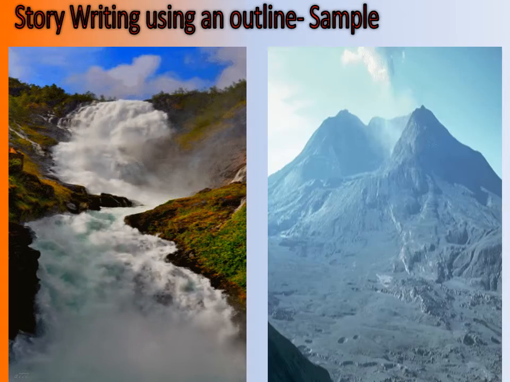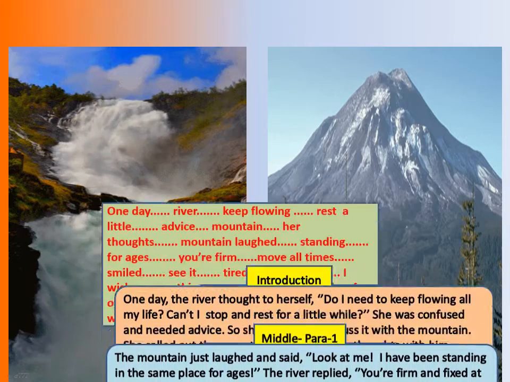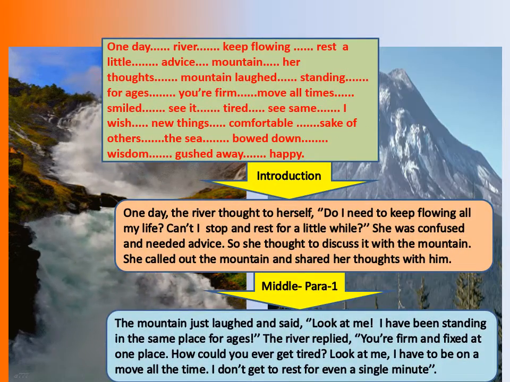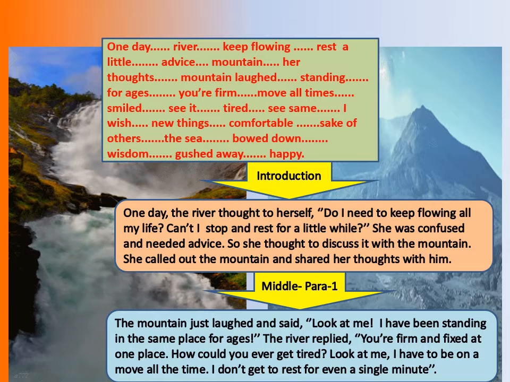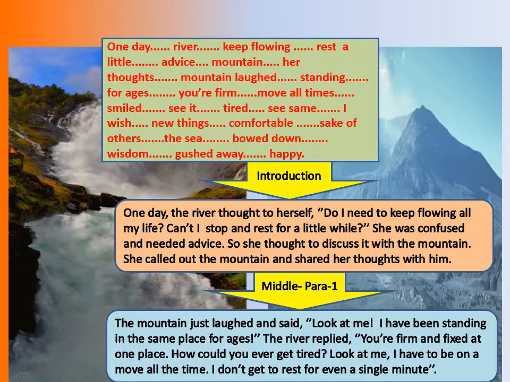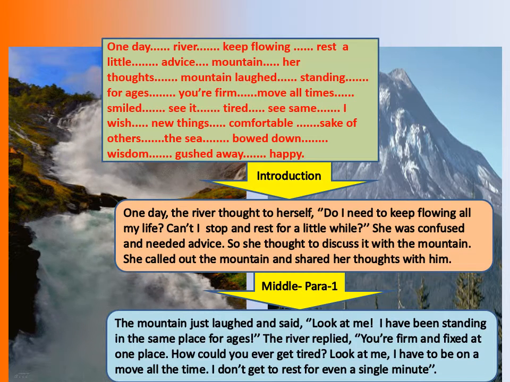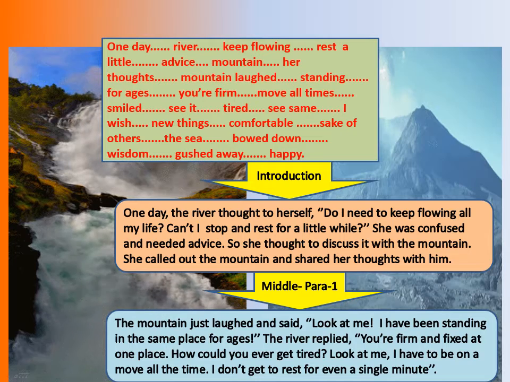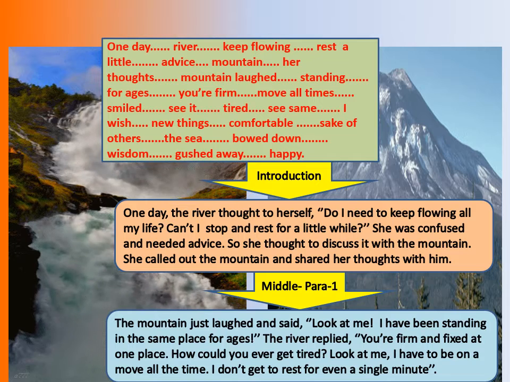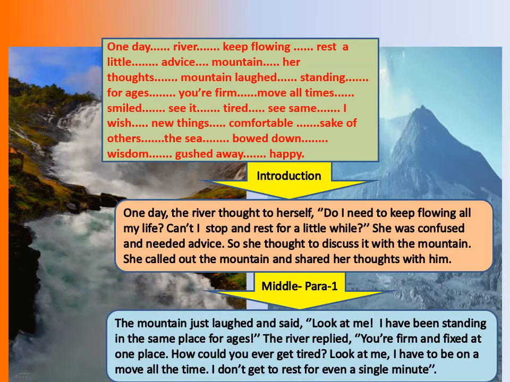Story writing using an outline. Here is a sample of story writing using the outline. One day, river, keep flowing, rest a little, advice, mountain, her thoughts, mountain laughed, standing for ages. You are firm, move all time, smiled, see it, tired, see, say. I wish, new things, comfortable, sake of others, the sea, bow down, wisdom, gushed away, happy.